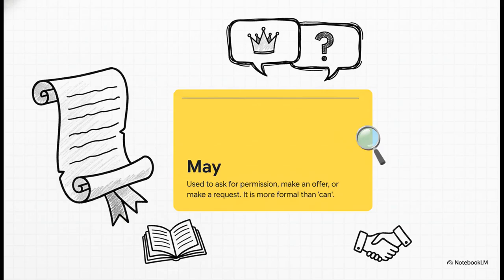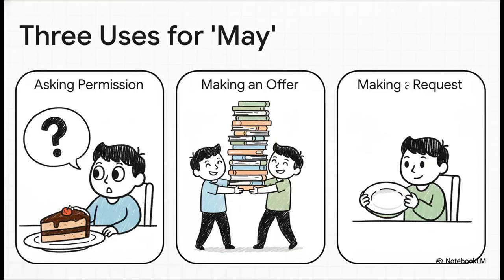Well, it's just a simple swap that makes you sound that much more polite, especially if you're in a more formal setting. And here we have 3 perfect examples of its main uses. When you're asking for permission, may I eat this? When you're making an offer to help someone, may I help you? And when you're making a request, may I have some more food? These are 3 super common situations where may just works perfectly.